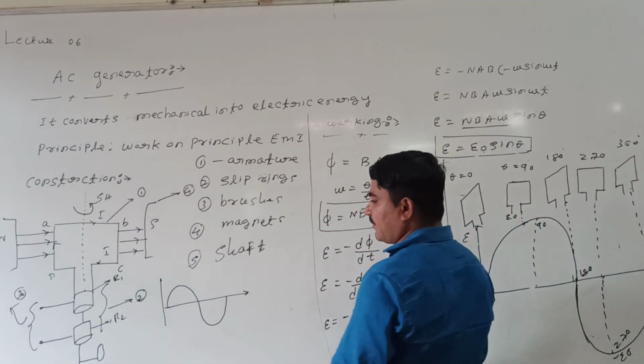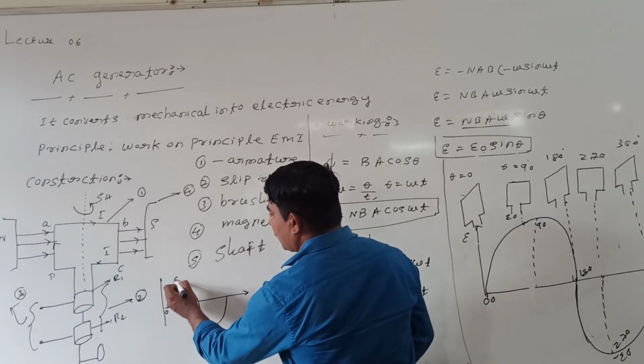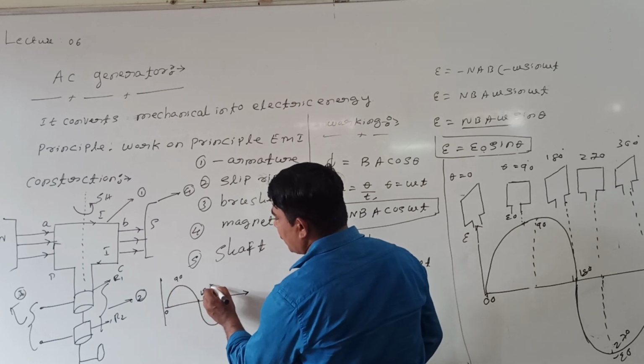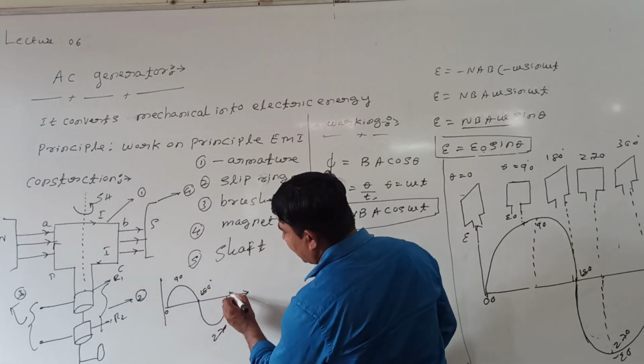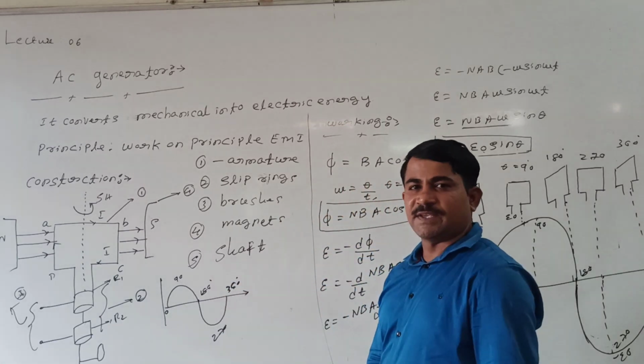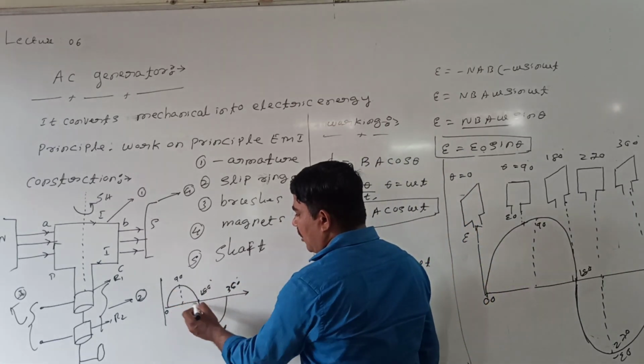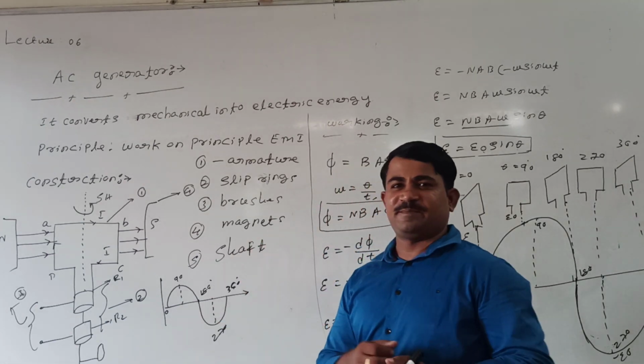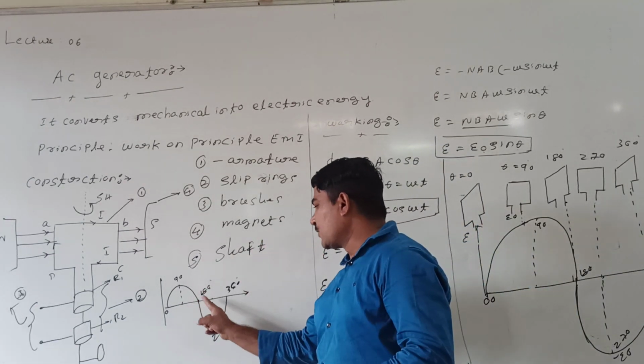During one complete rotation, in what? Here 0 degree is available, here 90 degree. How much here? 180, 270. How much is it? This is 360. See here, this we can call maximum EMF, or this we can call maximum EMF. This we are calling sinusoidal EMF.